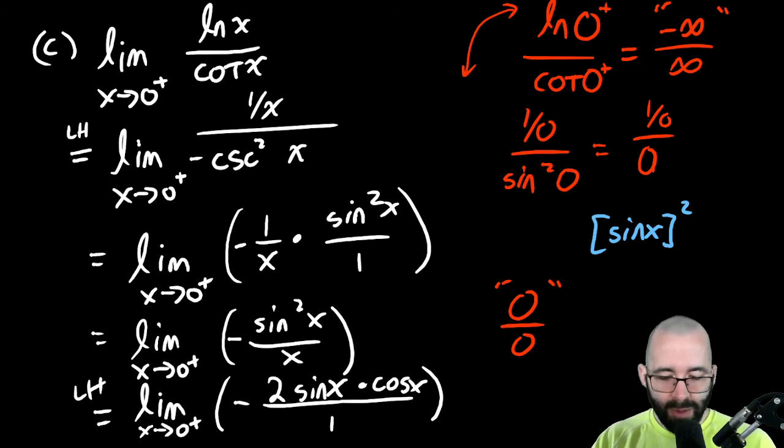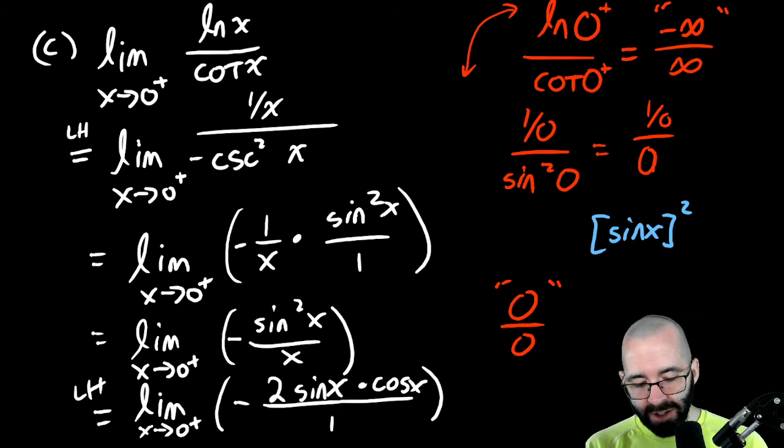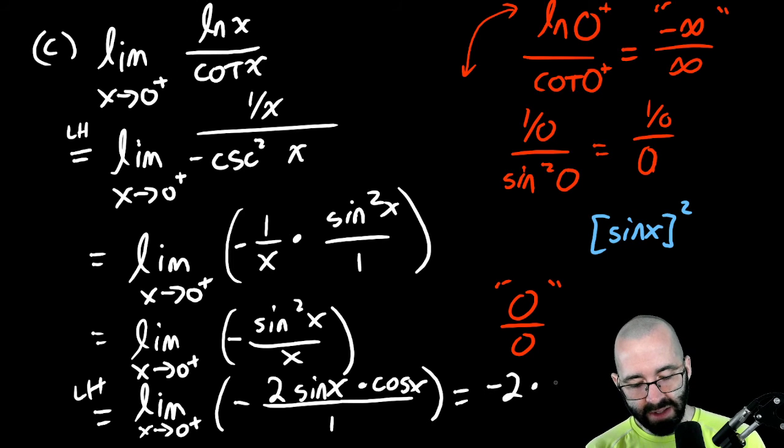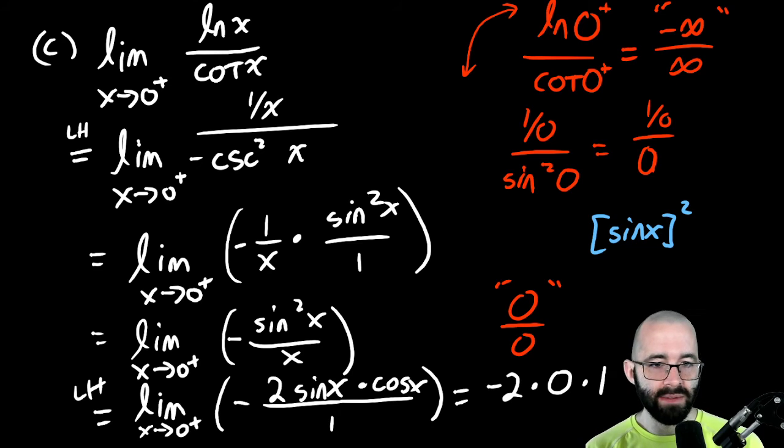All right, are we done with this, Jason? Can we use direct substitution already? I think so. That denominator is looking real nice. We're going to get -2 times the sine of 0 is 0 times the cosine of 0 is 1. Great. That's just 0.